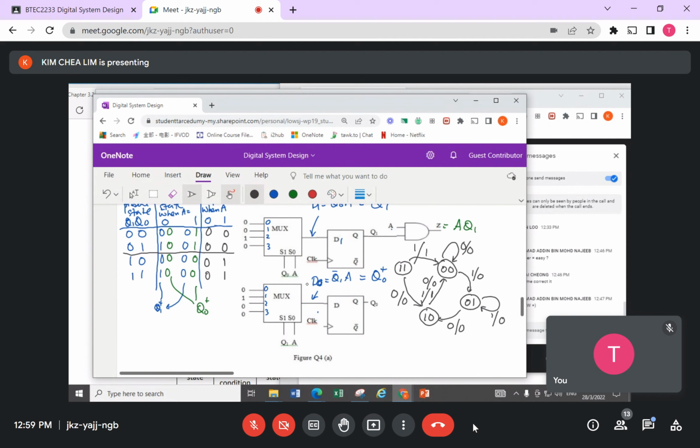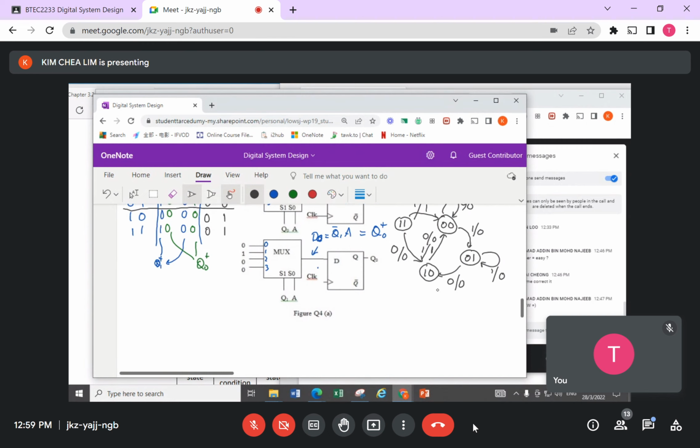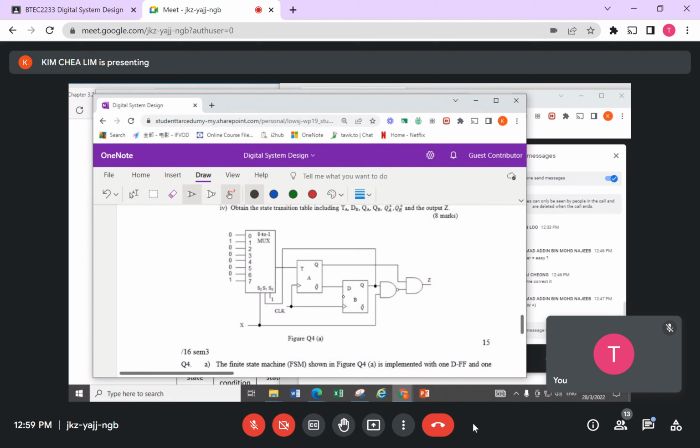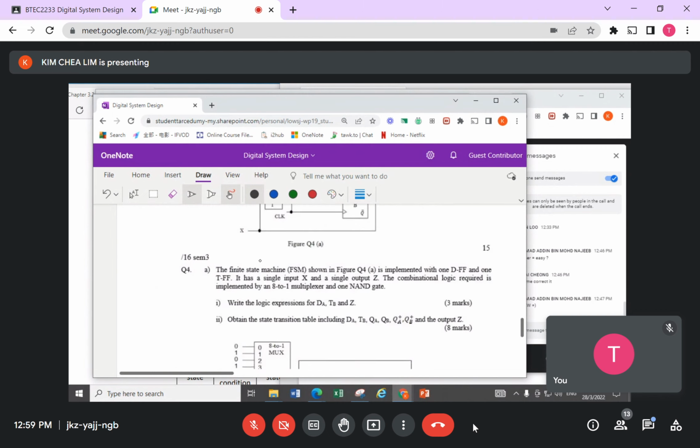But now this question is the reverse. I give you this circuit. Please work out for me, how does the state table look like? How does the state diagram look like? All right, so this is my solution for this part. There are some more for you to try. Similar method, but this one here uses an 8-to-1 multiplexer.